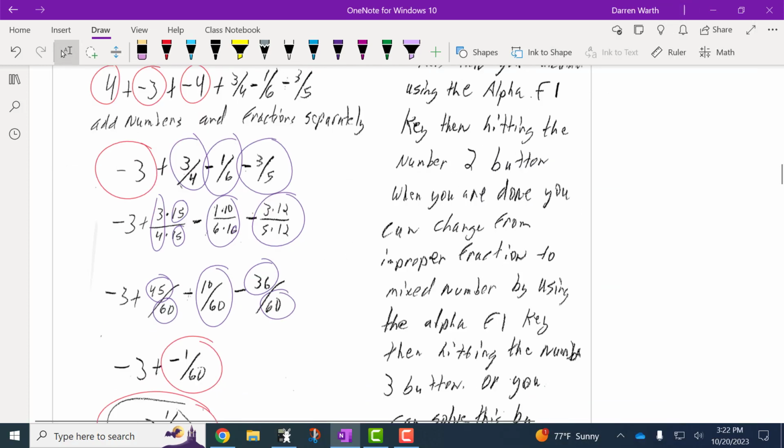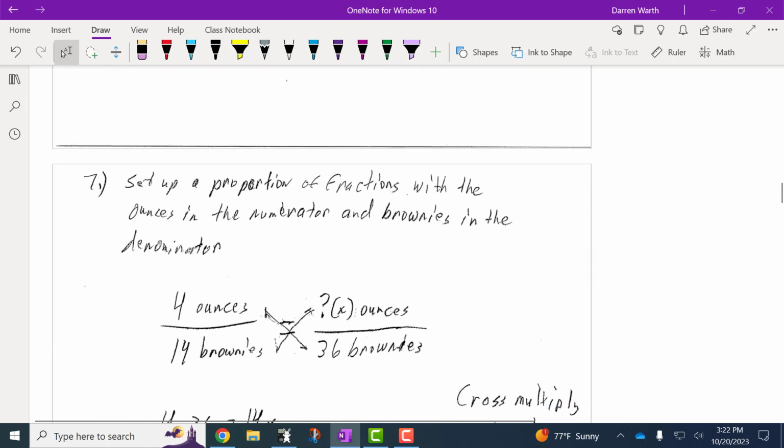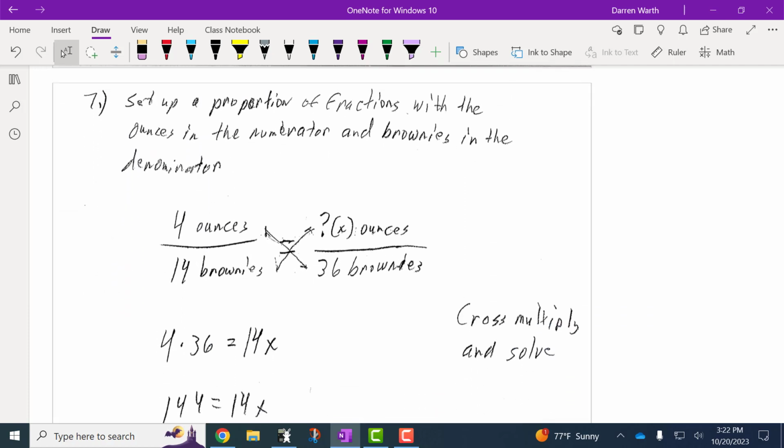So on this next problem, number 7, it says set up a proportion of fractions with the ounces in the numerator and brownies in the denominator. As you read your problem, it says the recipe calls for 4 ounces of unsweetened chocolate for 14 brownies. How much unsweetened chocolate is needed to make 36 brownies? Well, you're going to notice the very first thing you run into is 4. So you put that in your numerator. We're going to set this up as a proportion. So you've got 4 ounces, and that is for, in your denominator, 14 brownies.